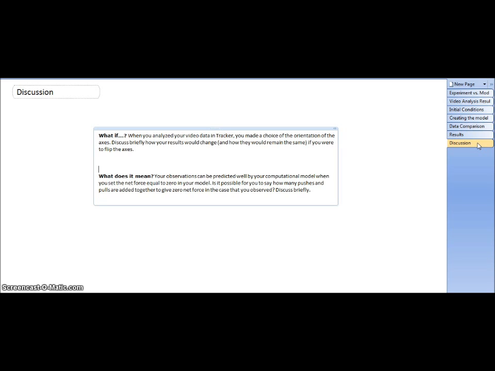The next question is, is it possible for you to say how many pushes and pulls are added together to give 0 net force in the case you observed? I believe it is not possible to say how many pushes and pulls are added together to give 0 net force in my experiment because there are some external forces that I cannot calculate, such as air resistance acting on the ball or friction given off by the surface, in addition to the force of gravity acting on the ball. So this is not possible.